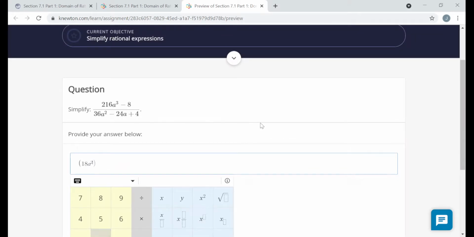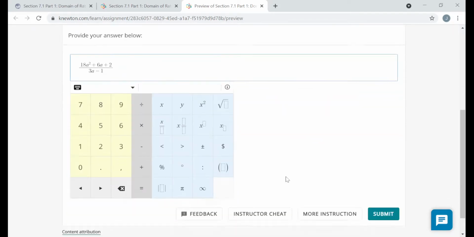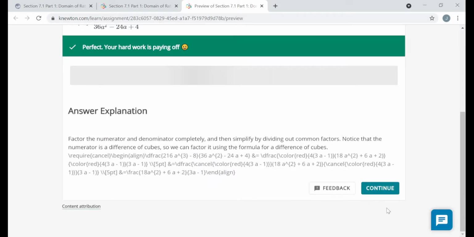18a squared plus 6a plus 2 in the numerator divided by, and then the denominator is going to be all below the bar there, 3a minus 1. And you can go back and erase the parentheses if you don't like. You do not have to erase the parentheses. That is totally fine, but that's a little cleaner looking. Great.